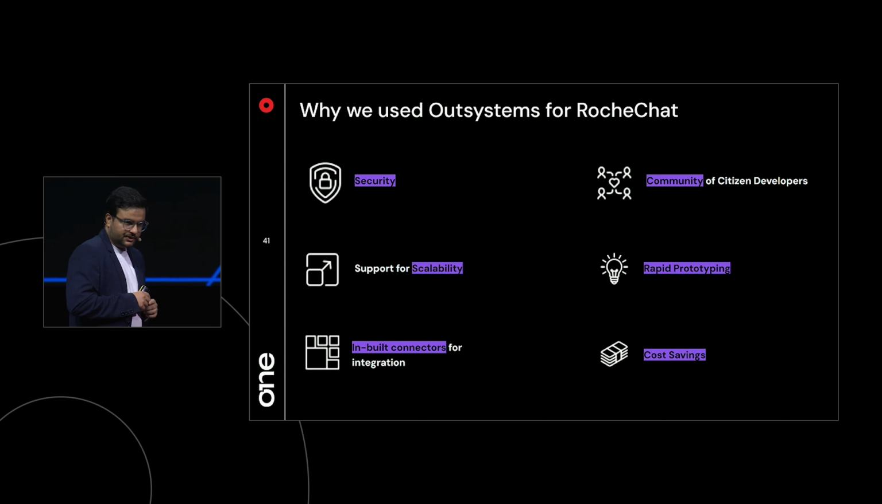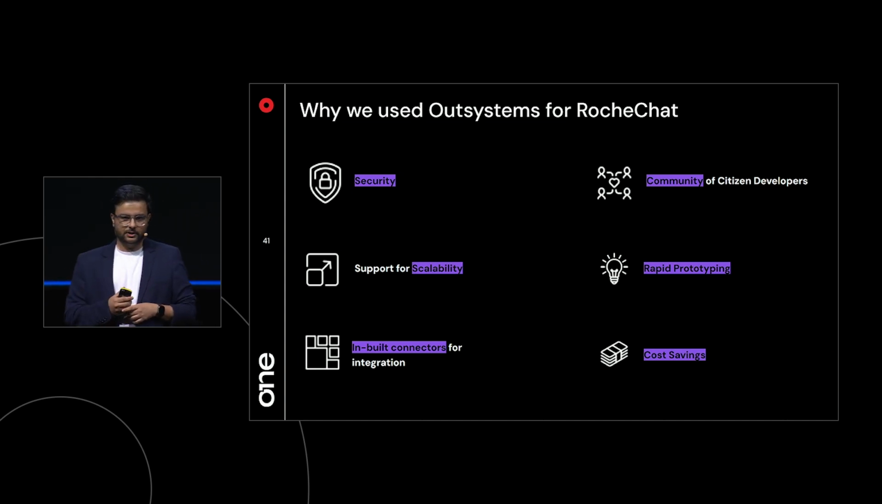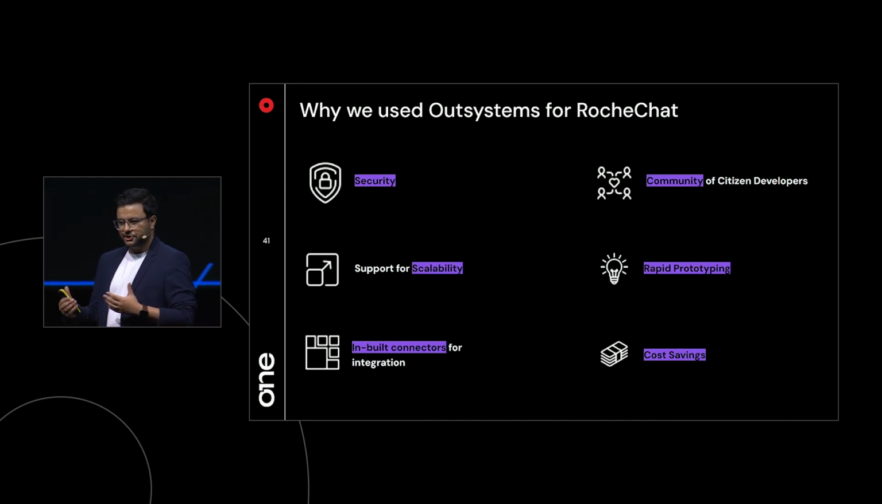Why did we use OutSystems, other than the fact that Chris convinced us? There were quite a few reasons for that. Security was one, so we do have a very good platform set up at Roche for OutSystems. And this is where, for us as a team developing over and above that, it was very easy, and we do have to keep some considerations, but most of the things were taken care of by the implementation at Roche already. Support for scalability is something that we are really appreciative of. We had to put in a lot of thought, but again, most of the things were taken care of by the platform team.